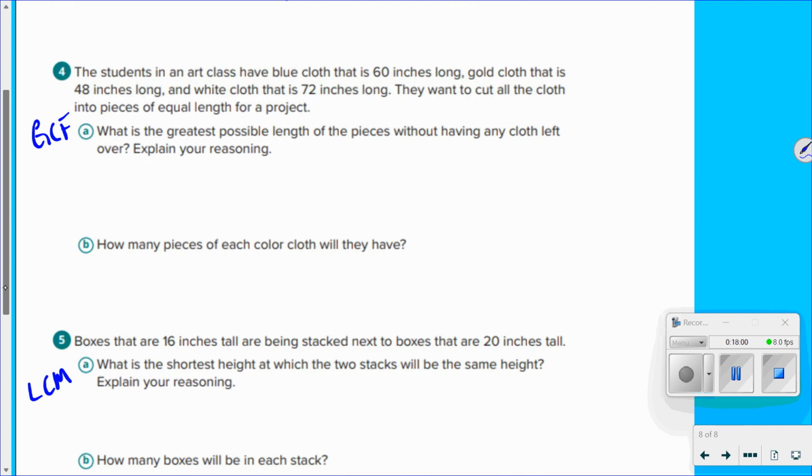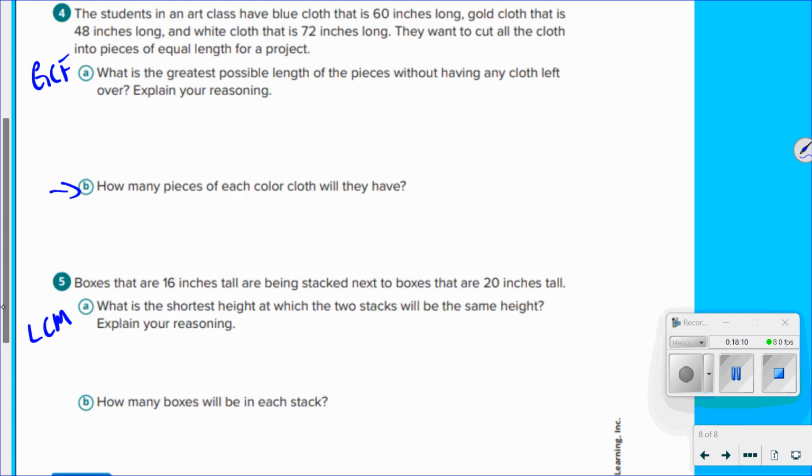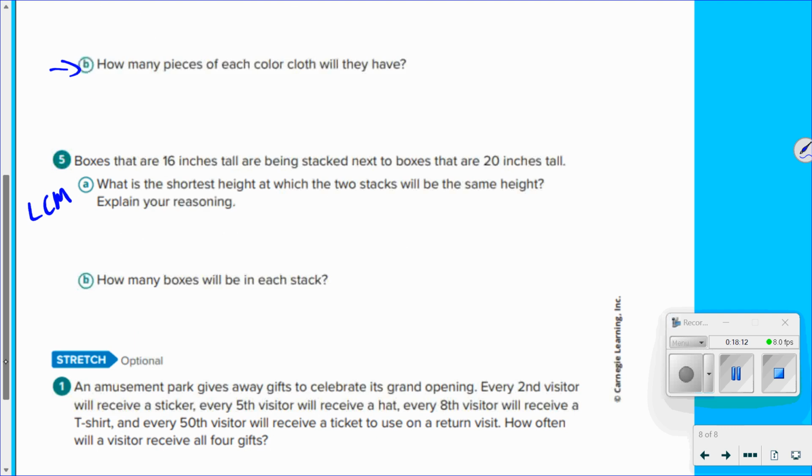And then this part B is going to be off of your top line on your cake. So you do the cake, it'll tell you on the top line. You just got to make sure you put them together. Number 5, again, you're finding the LCM. Part B, you'll find on the top line. Apply it directly. And your stretch is optional. Good luck, guys.